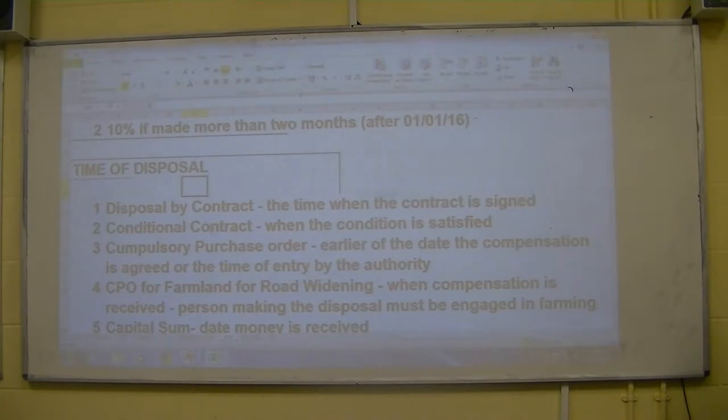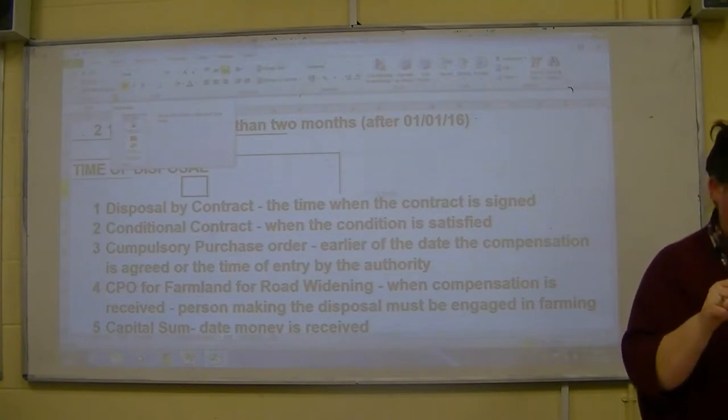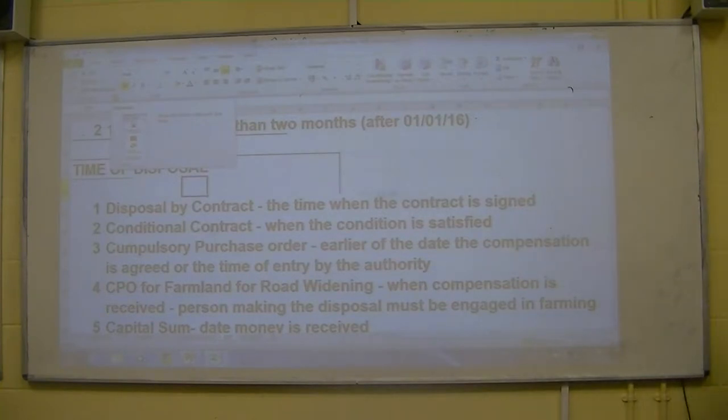They advertise in the papers sometimes when they're starting to build a new motorway or a new road. They list on two or three pages of the Examiner what lands are going to be purchased. So for a compulsory purchase order of farm land for road widening, when compensation is received, the person making the disposal must be engaged in farming. It's not when it's agreed, it's when it's actually received, when you actually get the money into your hand. And sometimes that takes a few years for the road widening ones.